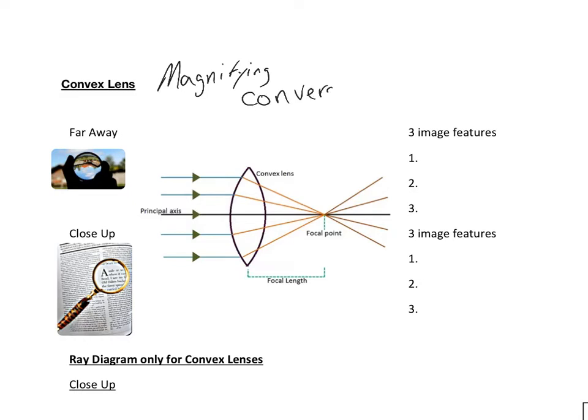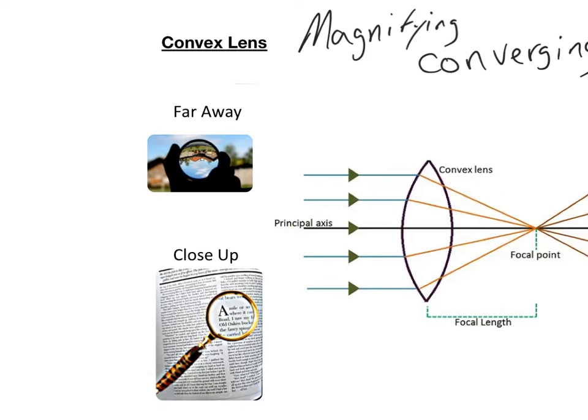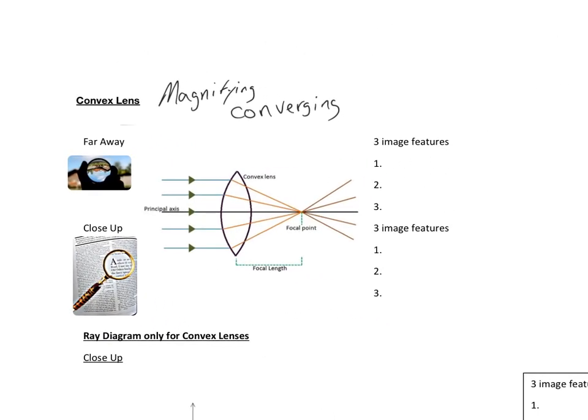All right. Finally, we've got a convex lens, and convex lenses are like magnifying glasses, and these are converging lenses. Whenever you're far away, you have three image features. If you're far away, you can look here. I've got an example that's like the top of a house. So this would be the chimney and the roof. But you can tell it's in his hand, so it's really, really small. So basically, the image features for a converging lens, if you're far away, is that it is diminished.